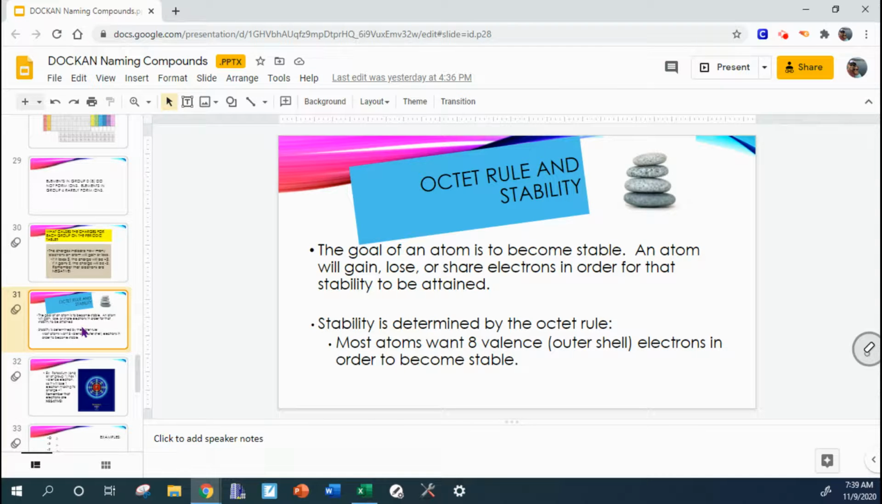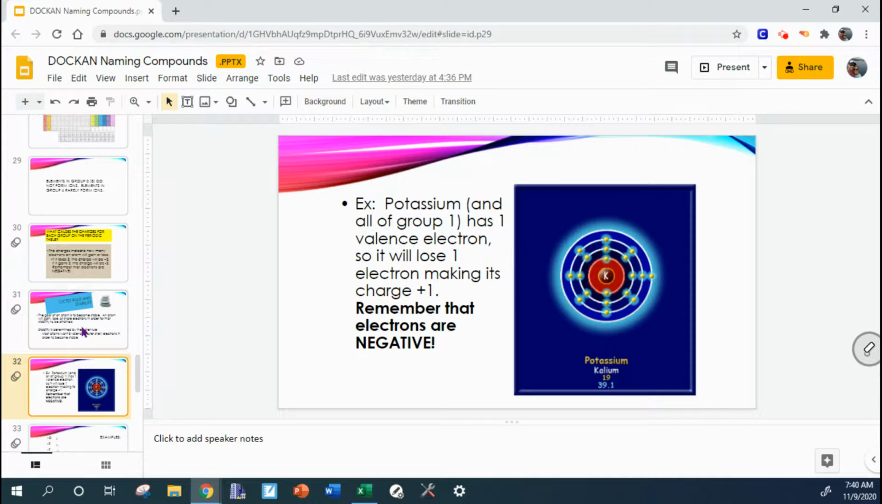The goal of an atom is to become stable. An atom will gain, lose, or share electrons in order for that stability to be attained. Stability is determined by something called the octet rule. The octet rule says that most atoms want 8 valence electrons. And to do that, they will lose or gain electrons.